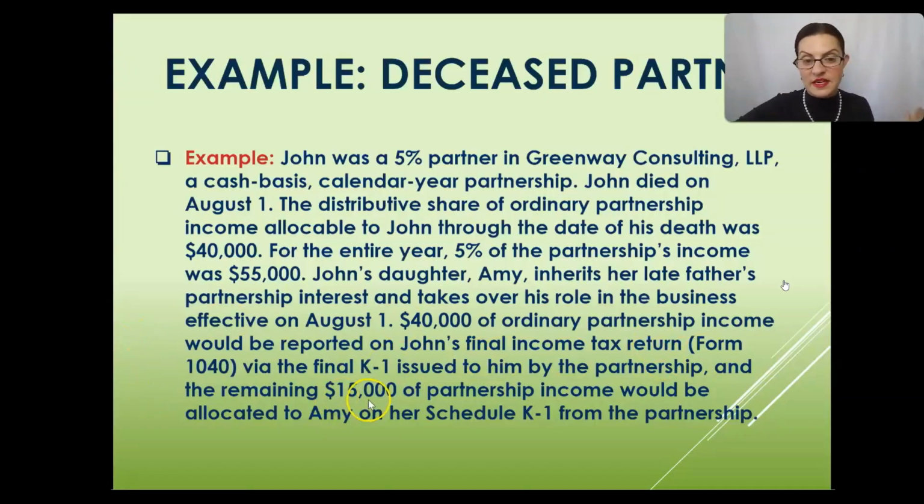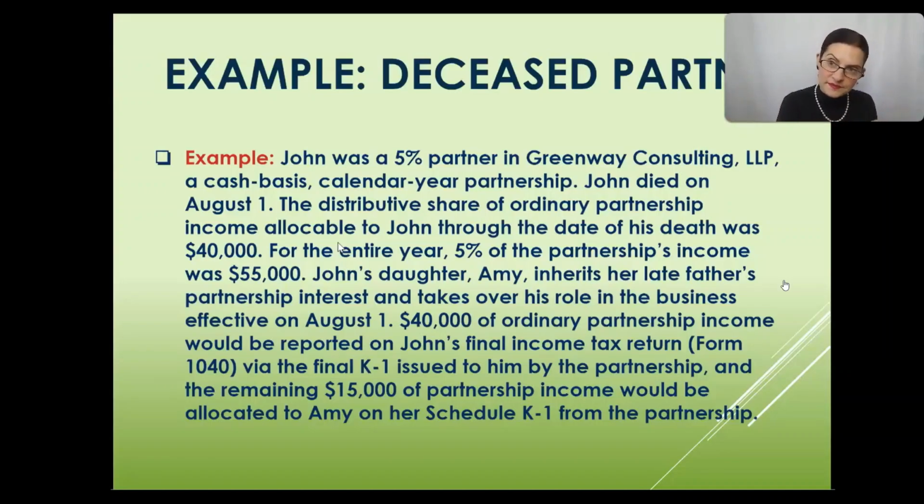And then the remaining $15,000 of the partnership income that would have been allocated to him if he hadn't died in the middle of the year is going to be allocated to Amy on her Schedule K-1 from the partnership, because she stepped into her father's shoes and started working in the business after his death. If he had lived, then the amount of partnership income that would have been allocated to him would be $55,000. But he died. So he has an allocated sum, that $40,000, on the Schedule K-1 up until the date of his death. And then for the rest of the year, Amy steps in and takes over for him in the business. So $15,000 is going to be allocated to her on her Schedule K-1.